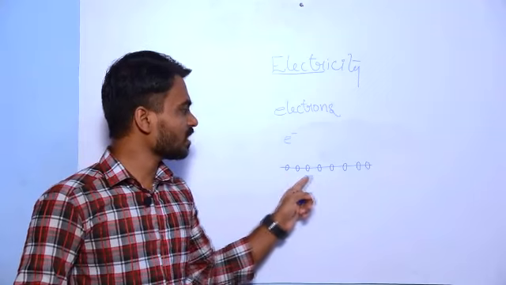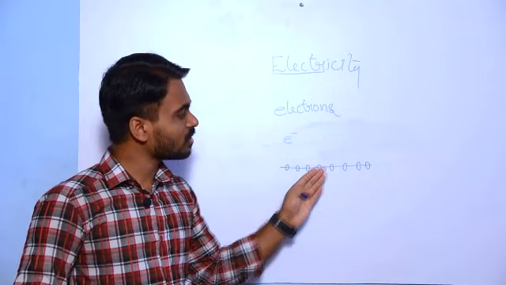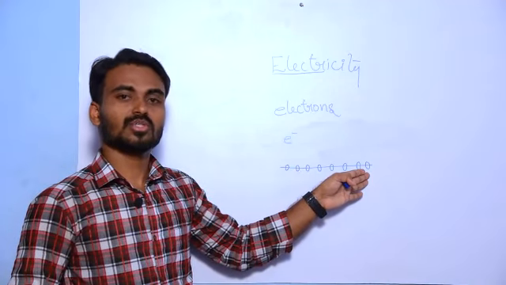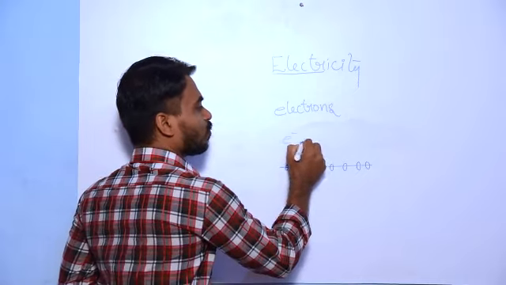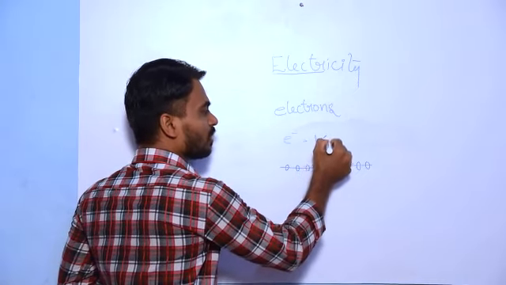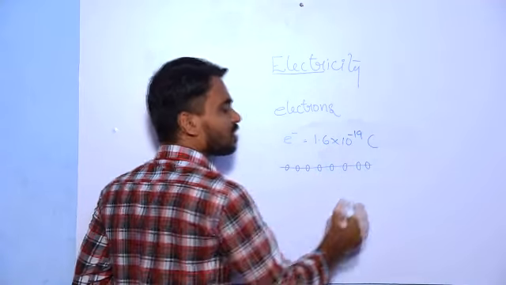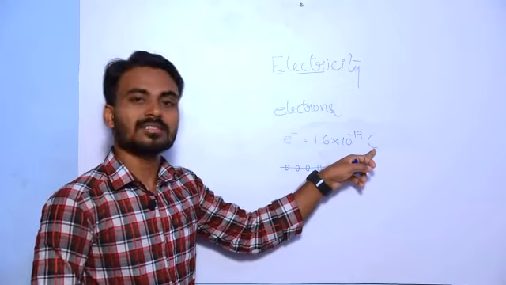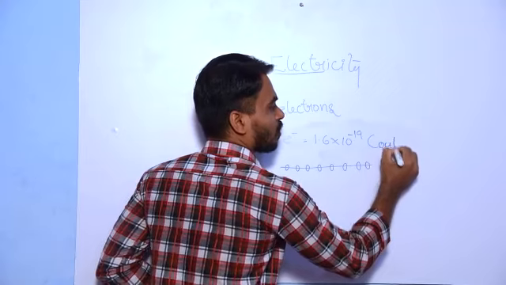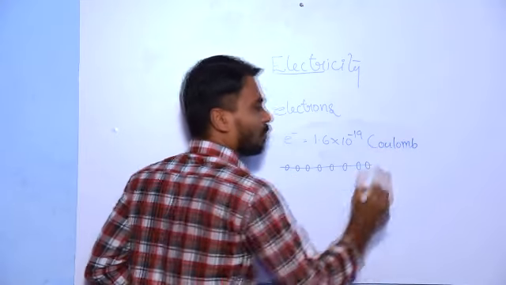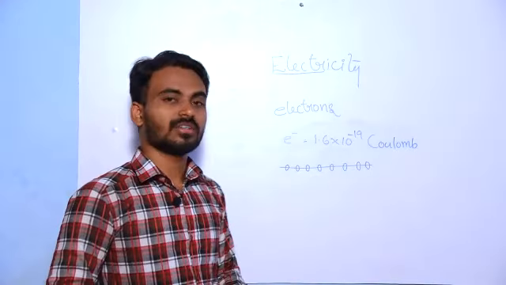Let us consider charge is flowing through this conductor. A large number of electrons are flowing through this conductor to produce electricity. So if the charge on one electron is 1.6 into 10 raised to minus 19 C, here comes a letter C. What is C? C stands for coulomb. Coulomb is the unit of charge of the electron.